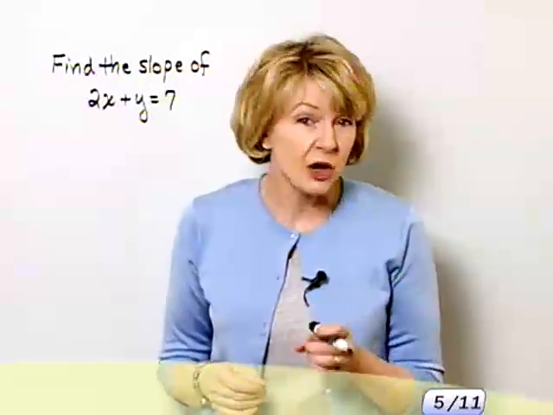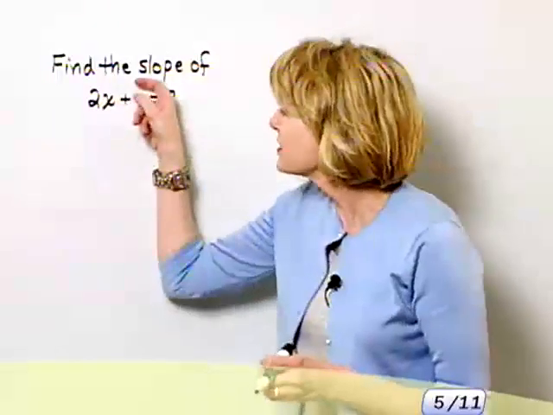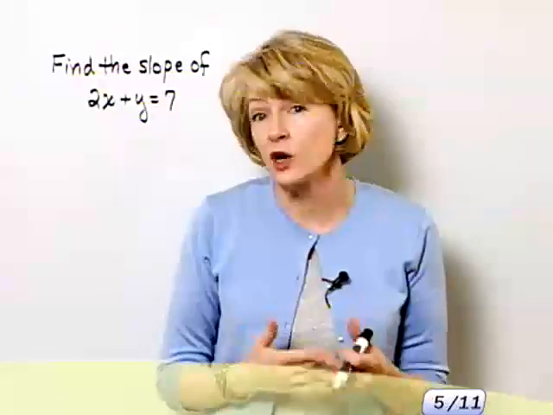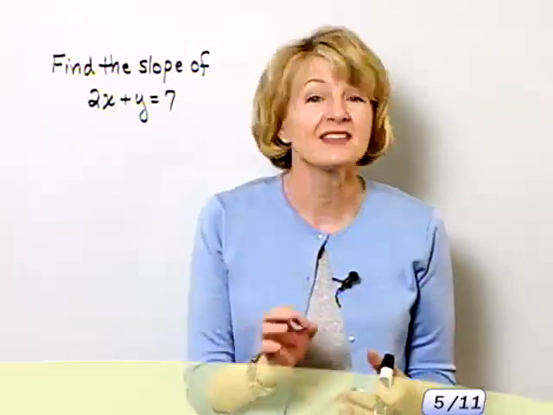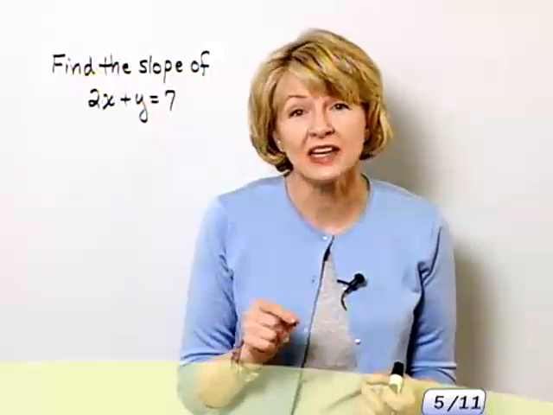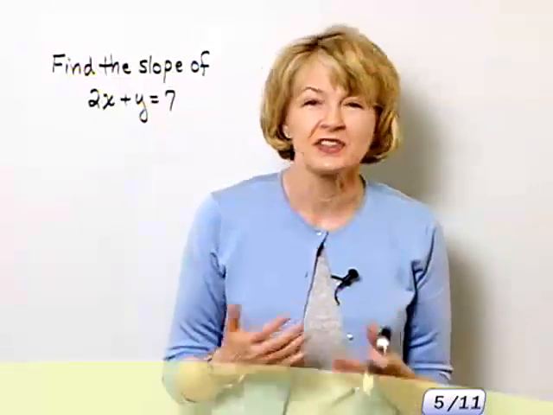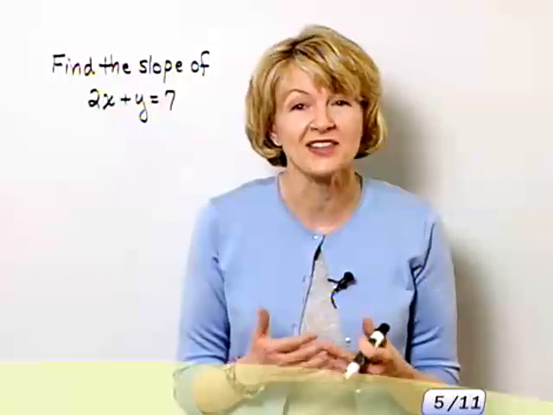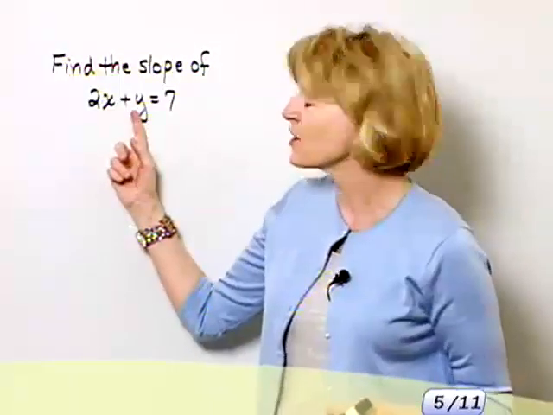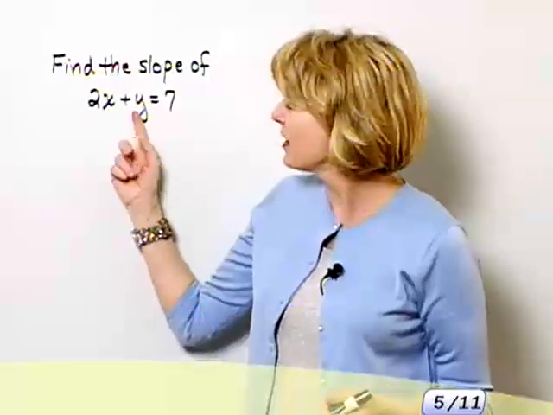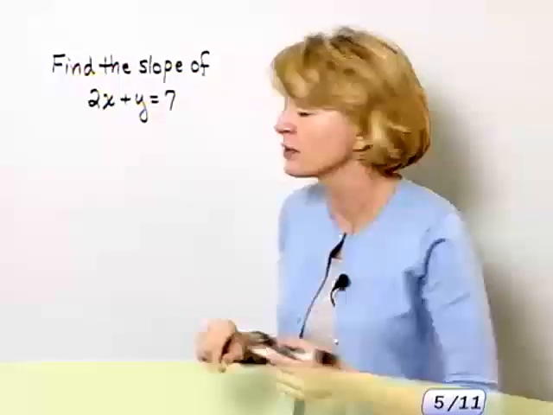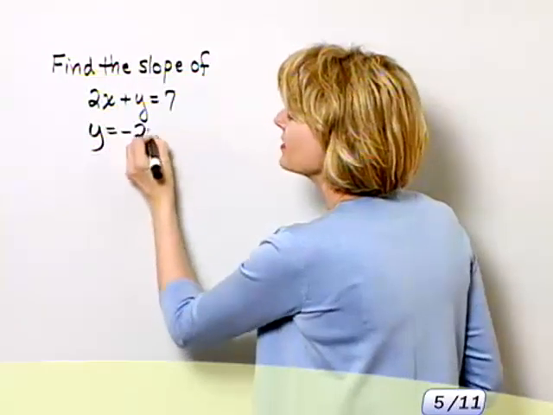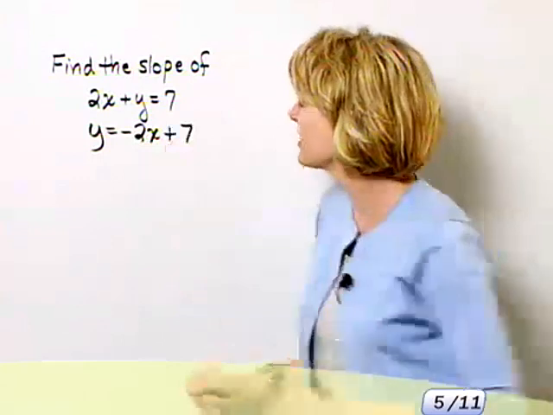So let's use the slope-intercept form to find the slope of the graph of this equation. Basically, the slope-intercept form is the form we get when we solve the equation for y. So just keep that in mind. Slope-intercept form means solve the equation for y. How can I solve this equation for y? I will subtract 2x from both sides, and I'll have y equals then negative 2x plus 7.